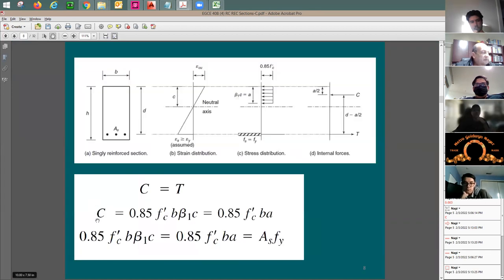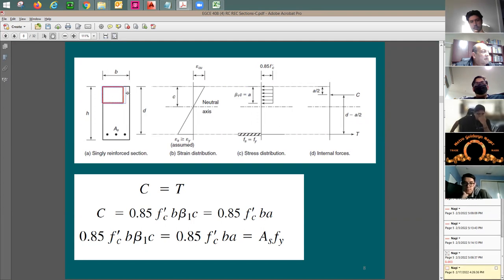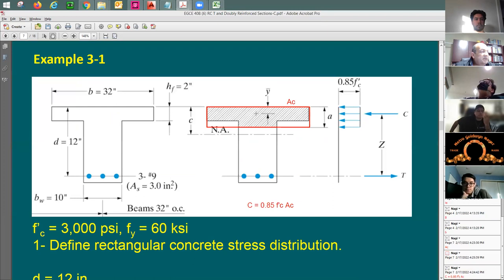Here's the compression force: 0.85 f prime c times b times a. What is b times a? It's actually giving this cross-section area. In a rectangular section, that was very simple. I just say b times a. In my case here, I cannot just say b times a because I have some air here that I shouldn't be counting.